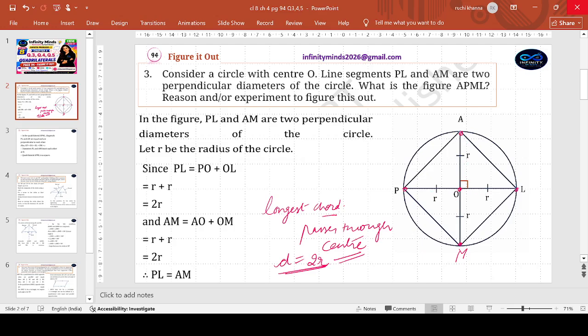So it is asking you what figure is APML. See, of course, it is a quadrilateral. That is obvious. It is a four-sided quadrilateral. And even if you look at it, many of you may be able to answer that it is a square. And someone may think, why can it not be a rhombus also, or is it both? So that much is clear. It is something around this. Of course, it's not a trapezium or a kite.